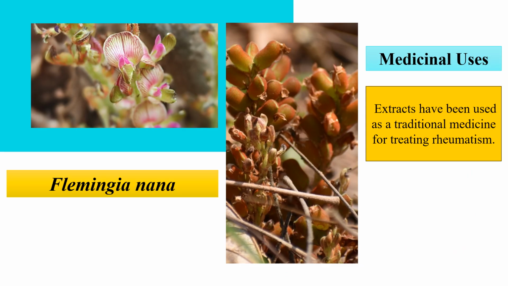Flemingia nana is also an important plant in the family Fabaceae, but you can observe there is very little documentation, or there are no reports available on Flemingia nana. No work has been properly done on this species, and only some data are available. Medicinally, this plant is used for treating rheumatism. You can see the fruit and flower structure from the family Fabaceae.